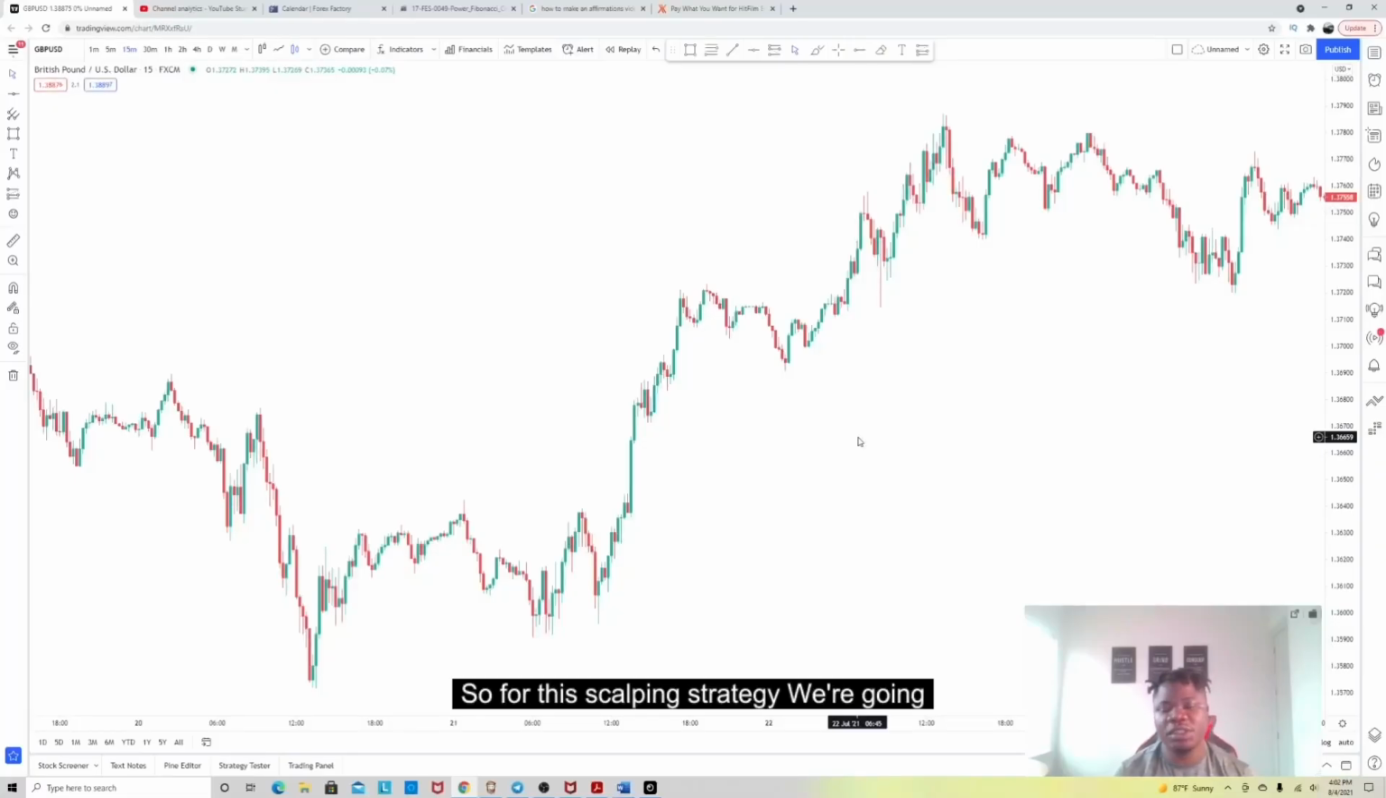So for this scalping strategy, we're going to be using this scalping strategy on the 15-minute time frame, and we're actually going to be using two indicators.